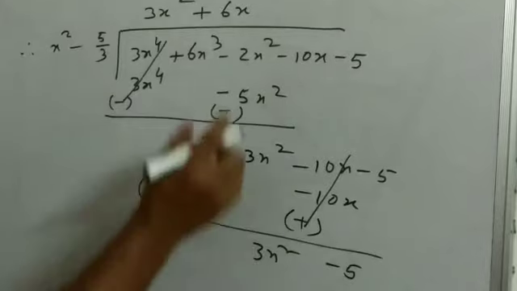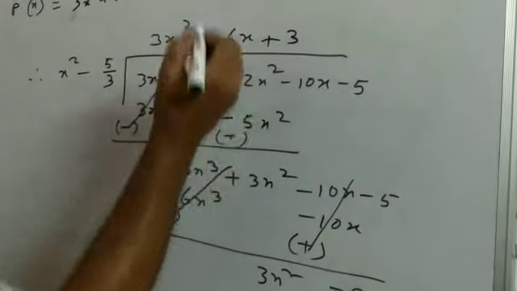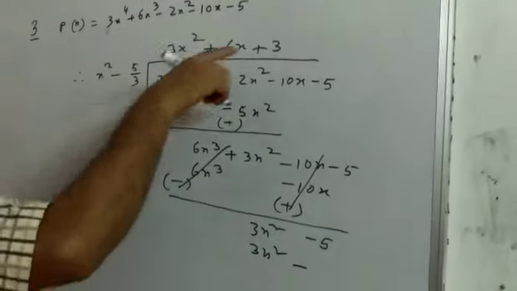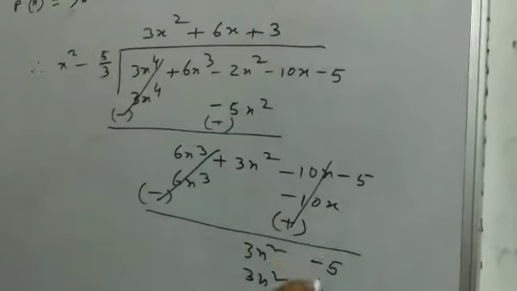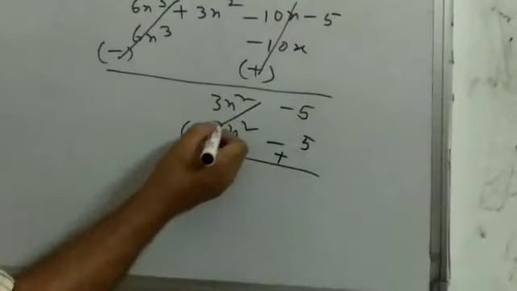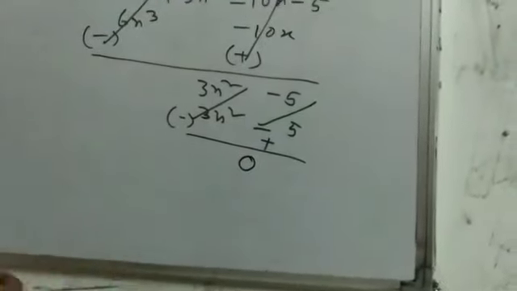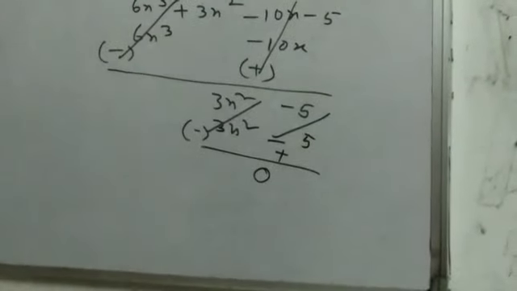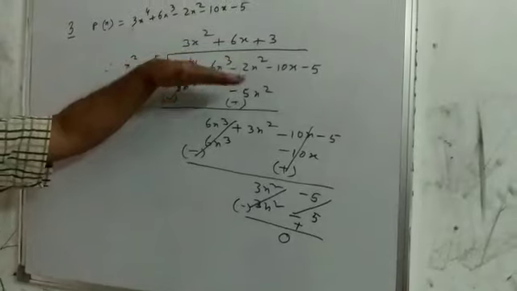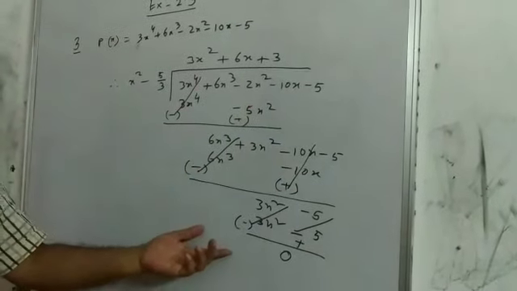Now to get 3x square, that term is clearly 3. So 3x square minus, now 5 by 3 into 3, the 3s cancel and it will be minus 5. So here minus and here plus, this term and this term cancel, it is 0. Okay, so division is easy. Question number 1 and 2 we have done, and how to divide it you know.